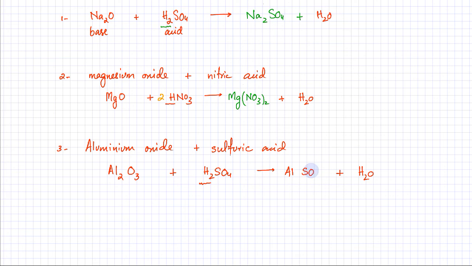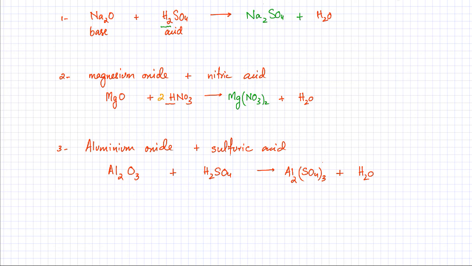SO4 is 2-, aluminium is 3+. So using the crisscross method, there would be 2 aluminiums and there are going to be 3 sulfate ions in the formula. And I'm now going to remove the charges. The overall charge is going to be 0. The next step is to balance the equation. So we're going to try and balance this equation now.